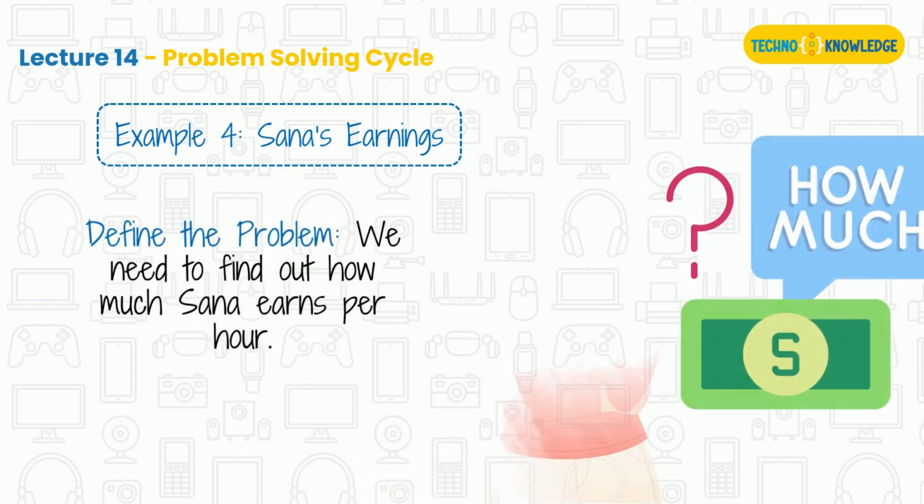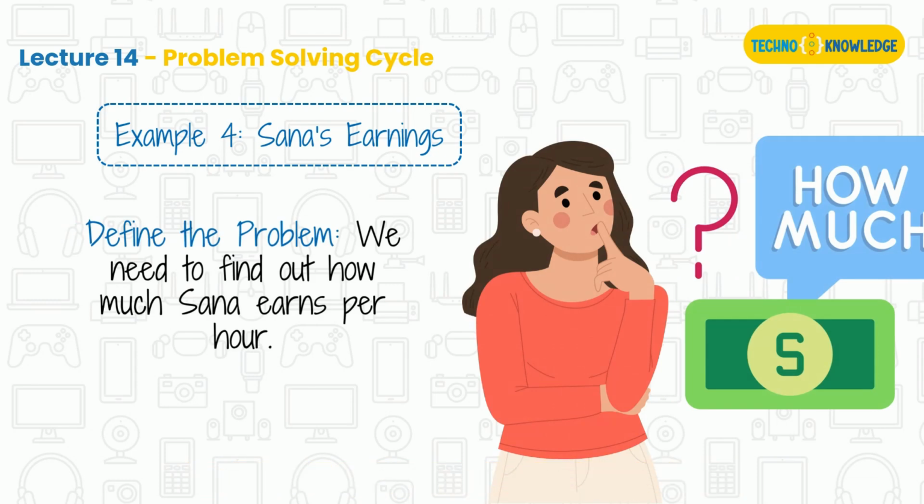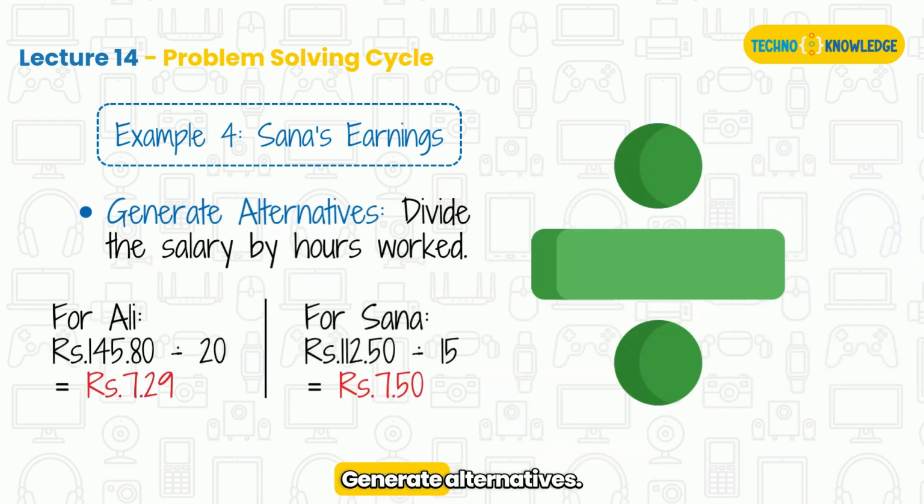Define the problem. We need to find out how much Sana earns per hour. Generate alternatives. Divide the salary by hours worked. For Ali, Rs 145.80 divided by 20 is equal to Rs 7.29. And for Sana, Rs 112.50 divided by 15 is equal to Rs 7.50.